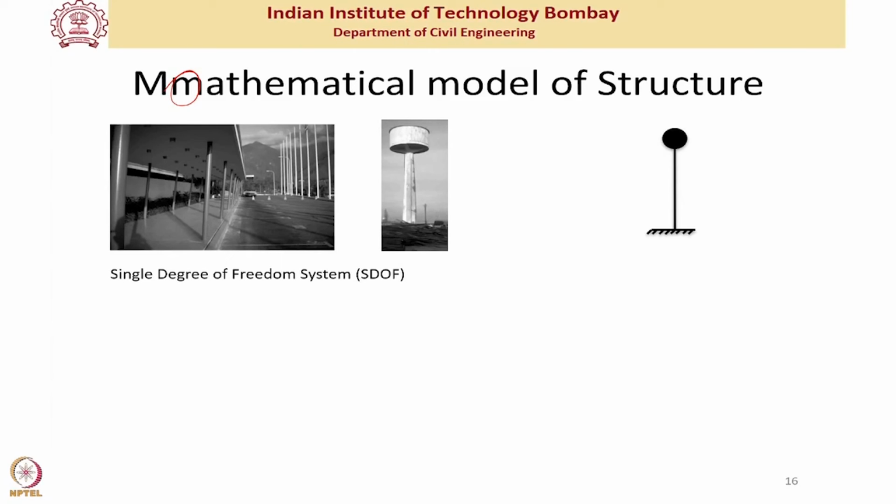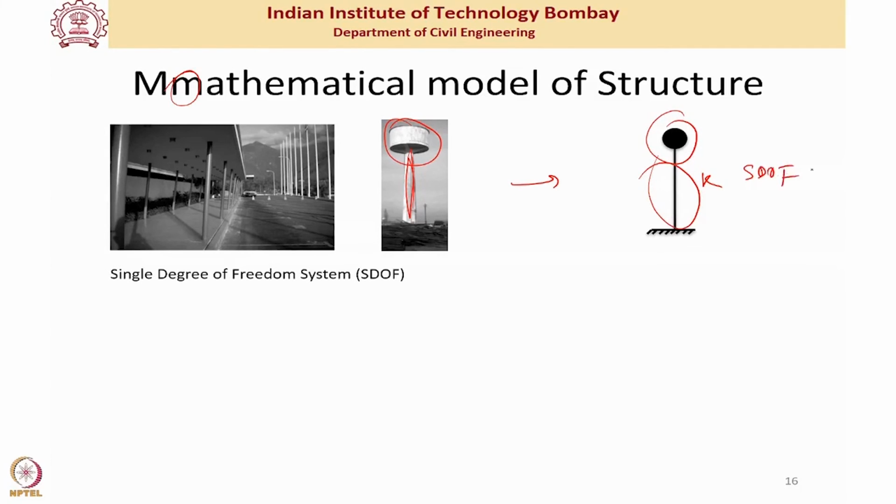Let us say I have this pergola type of structure, which is like a walkway in which a heavy slab is connected or supported through these steel columns. Or you have a water tank in which again a heavy mass is connected through this column. So this can be simplified through a single mass and a single stiffness component represented by this column, and this is called a single degree of freedom system.